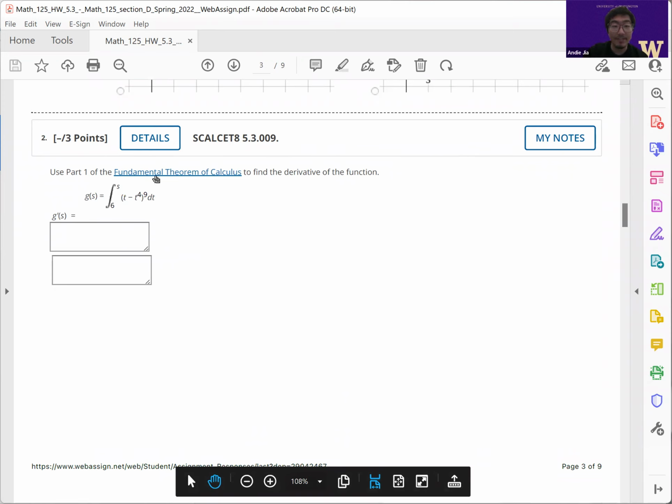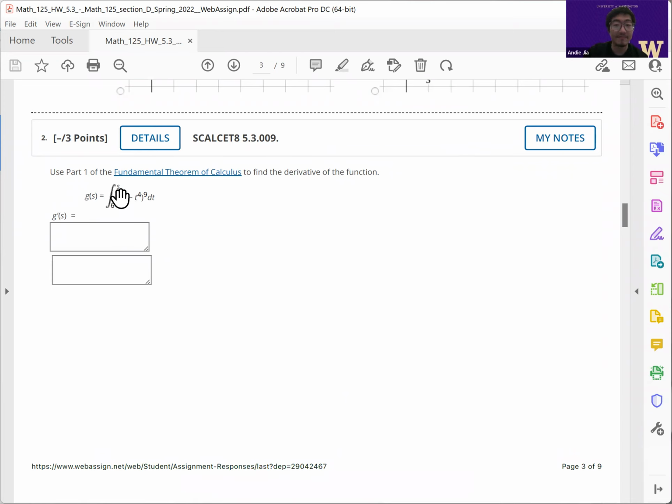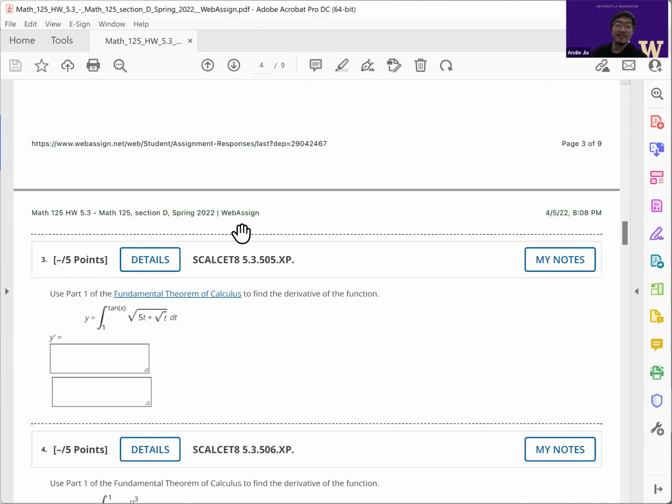Now for number 2, we just use FTOC part 1. If you have a variable on the top and a constant on the bottom, we just use FTOC part 1 and replace the t with x. And the third one is a bit more complicated, because you use the chain rule, since there is a function on the top and a constant on the bottom. Just use the chain rule.